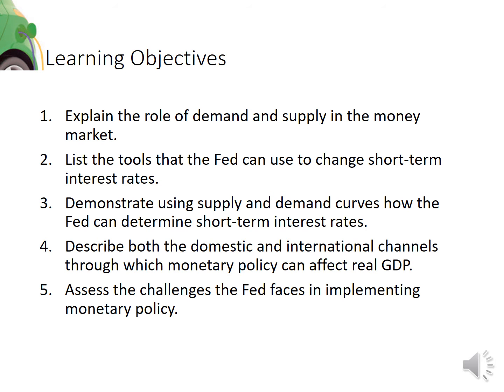This presentation's objectives are as follows. I will explain the role of demand and supply in the money market. I will list the tools that the Federal Reserve Bank of United States, commonly known as Fed, can use to change short-term interest rates. We will discuss, using supply and demand curves, how the Federal Reserve Bank can determine short-term interest rates. We'll describe both the domestic and international channels through which monetary policy can affect real GDP, and assess the challenges the Fed faces in implementing monetary policy.